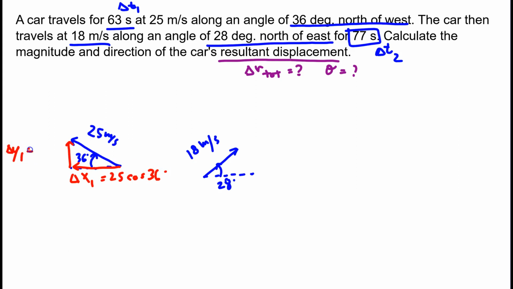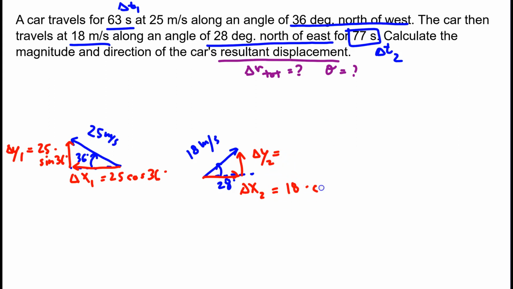Delta Y1, this is negative, right? 25 times sine 36. Here, delta X2, what is my mistake? I've already made it now. Twice, I'm about to make it 2 more times.